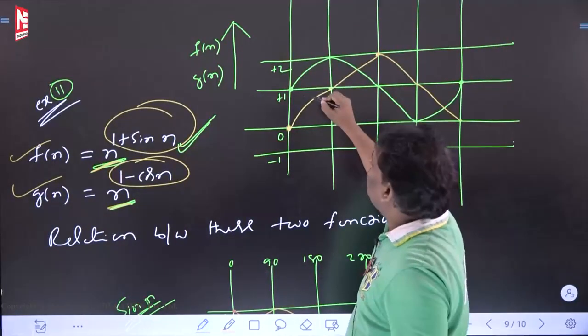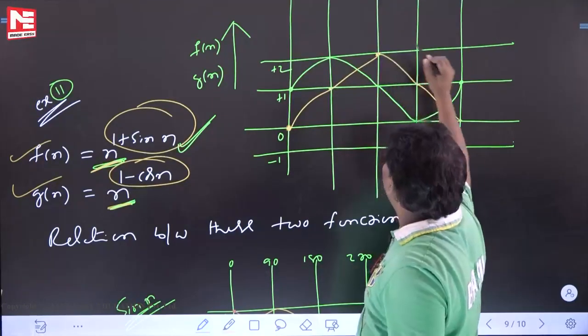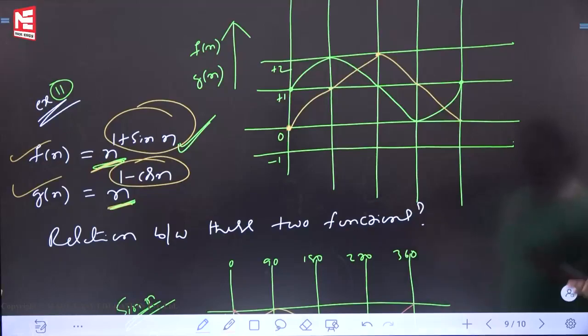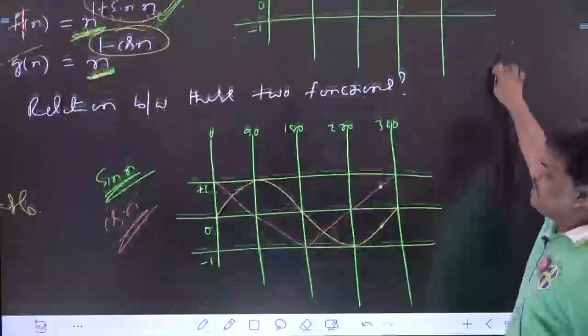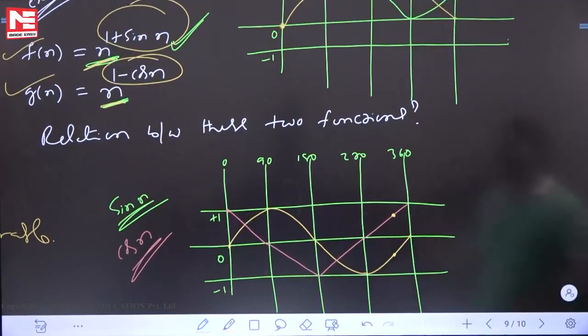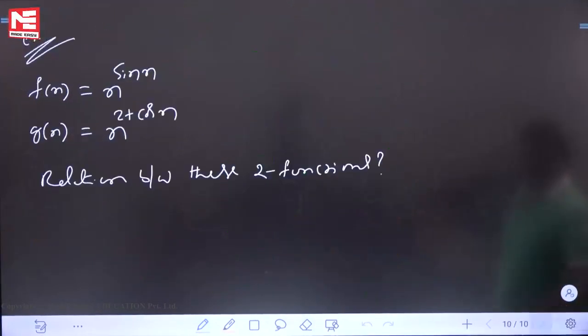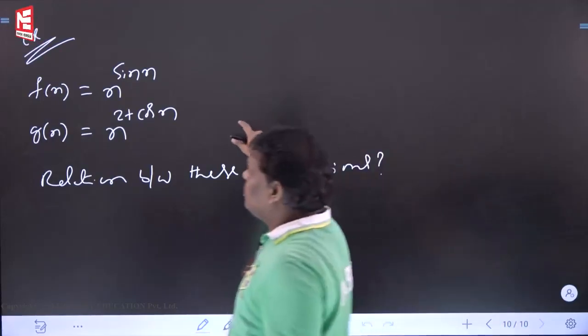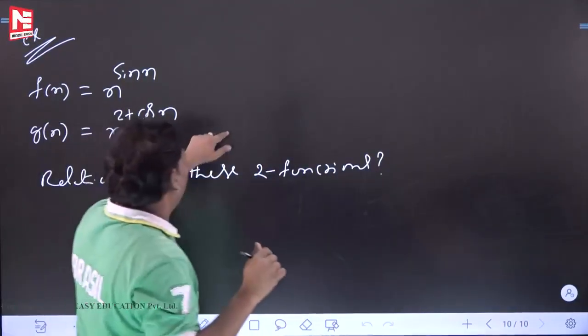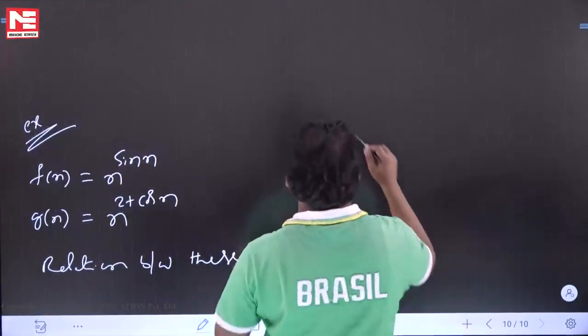Here who is bigger? F bigger. Here who is bigger? G bigger. Here who is bigger? F bigger. The same thing happened further also, so I am unable to comment. It is a sin n graph and cos n graph. Fine. I am really thinking that you are comfortable. Let's go to the next problem. See this also. If anyone has a small doubt, let me explain this problem also. See this.